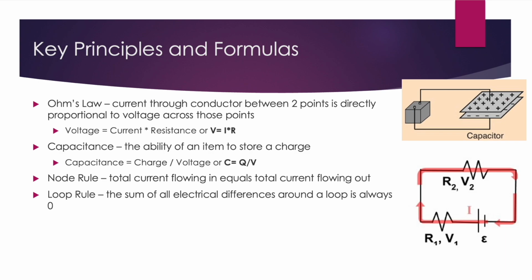The first principle is Ohm's law. This is that current through a conductor between 2 points is directly proportional to the voltage through these points. This is voltage equals current times resistance. The next is capacitance. This is charge over voltage. This is how much an item can store a charge.